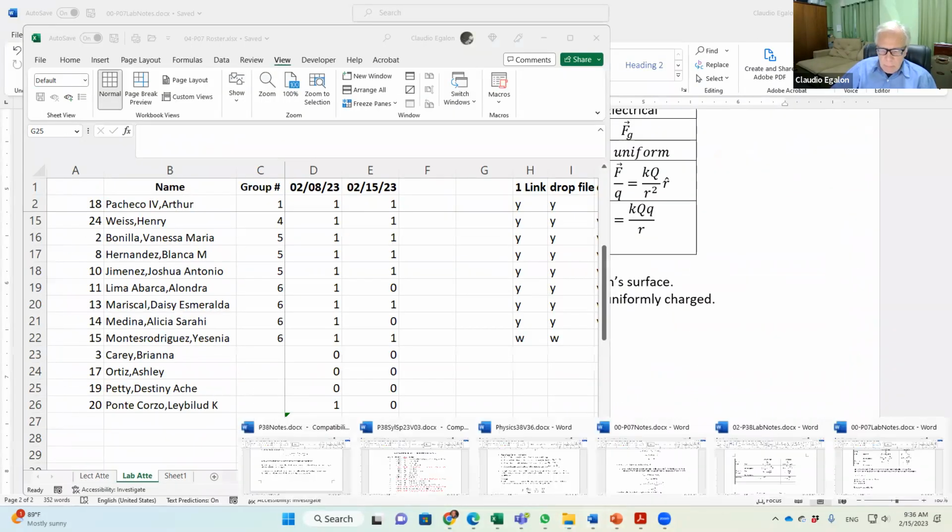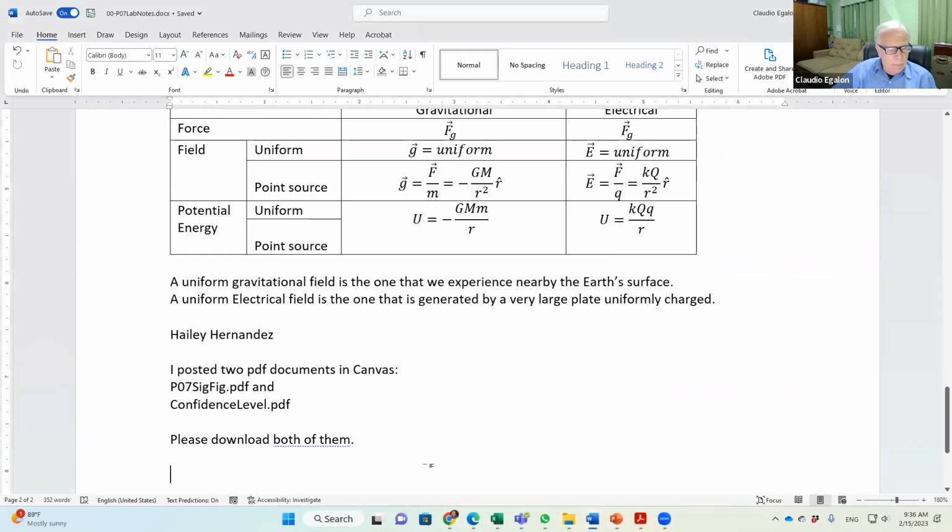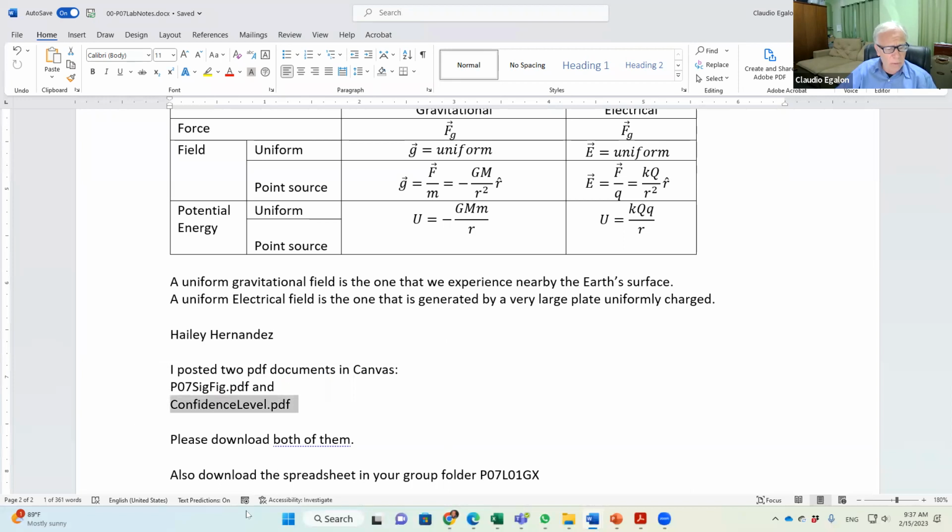What else do you have to do? You have to download both of them. Also, download the spreadsheet in your group folder. P07 L01 group X, right? 1, 2, 3. We're going to need, oh wait. Some of you already know how to use the confidence level table, right? But nobody here knows how to use this table here.